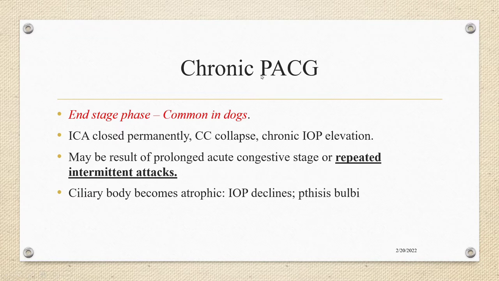So coming to the chronic primary angle closure glaucoma, you can say this is an end stage phase. Here you can see the iridocorneal angle is permanently closed. You can see the ciliary cleft which is collapsed, and the intraocular pressure will be chronically elevated.